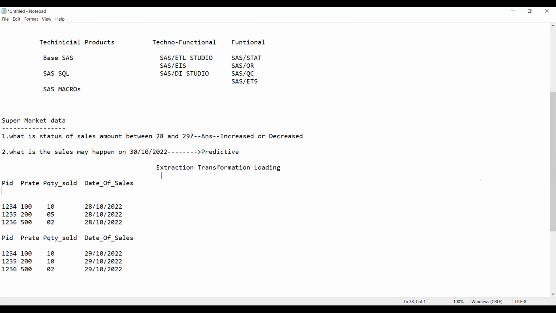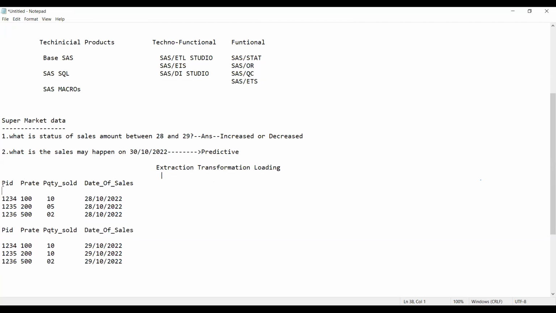So now, guys, when you perform the job of ETL, to know the net sales amount, do you require the product ID? Do you require the product rate? Yes. You require the quantity sold? Yes, sir. And the date of sales is also required. So out of the 4 columns, how many columns am I picking up? 3 columns: product rate, product quantity sold, and date of sales. This is called a part of extraction.